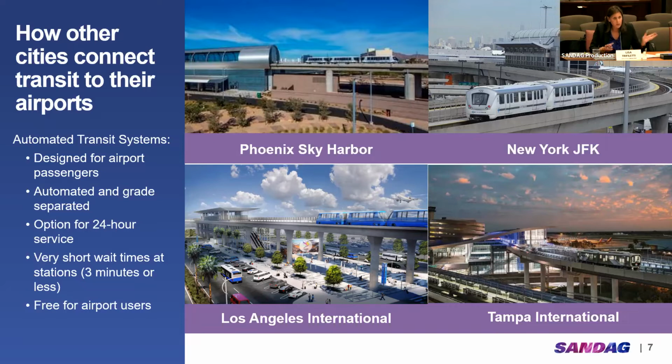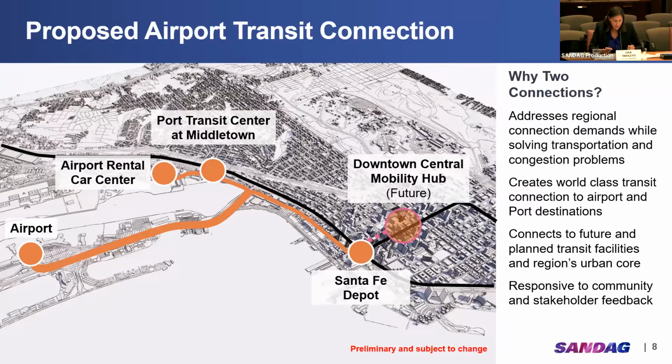Next slide. So we have developed a system that really has 2 legs. It's looking to address regional connection demands and solve for transportation congestion in and around the airport. It is a proposed concept for an automated transit system with 2 segments designed to work together to serve everyone, whether you're coming from the north or the south.